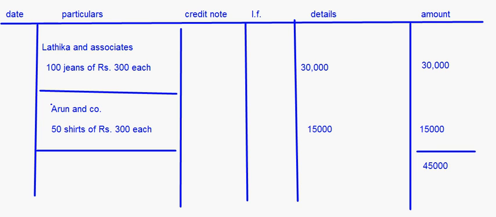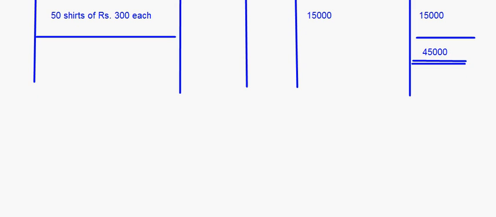So at the end of the month or at the end of the year, you'll have the sales return account. Sales return account will have a debit balance. So in the sales return account, on the debit side, you will write 'To sundries as per sales return book', and this amount will come 45,000.